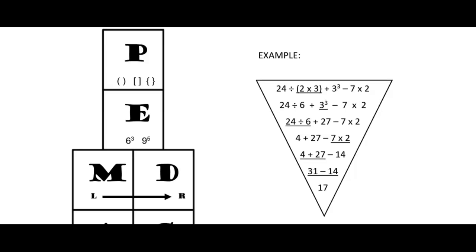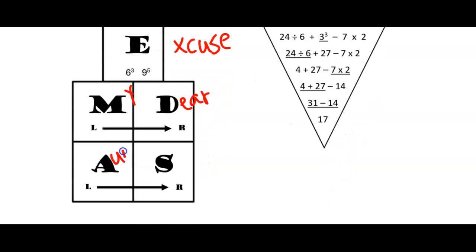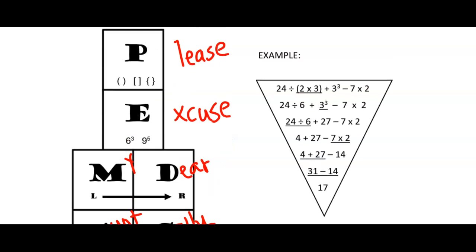There is this little phrase that you can use to remember, and it's called "Please excuse my dear Aunt Sally," and the please comes from the P, and then excuse, and then my dear, and then in the end, it's Aunt Sally. And this is just a little memory trick to help you remember the steps. So in step 1, you have to do anything that's in parentheses.